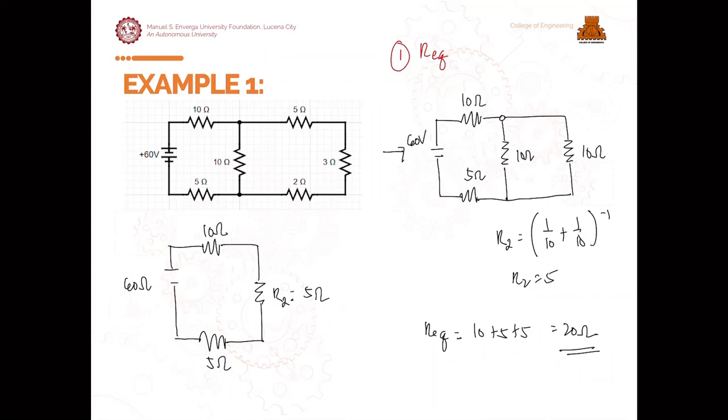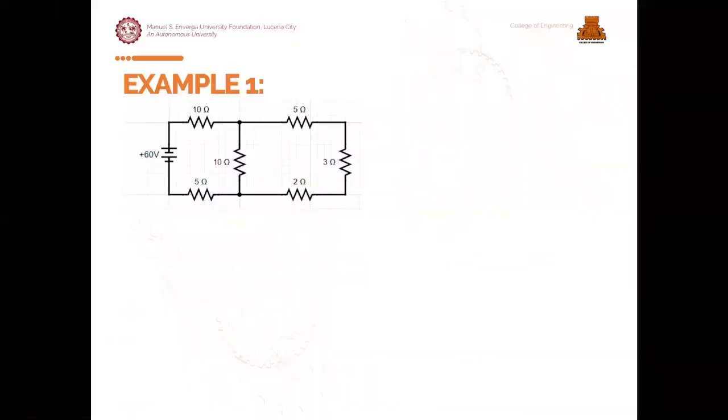Next, once we have the equivalent R, what we will get next is the total I acting on our system, which we get by VT over RT. So, we just substitute the values: 60 volts over the 20 ohms that we calculated. So, we have a value of 3 amperes acting on our system.